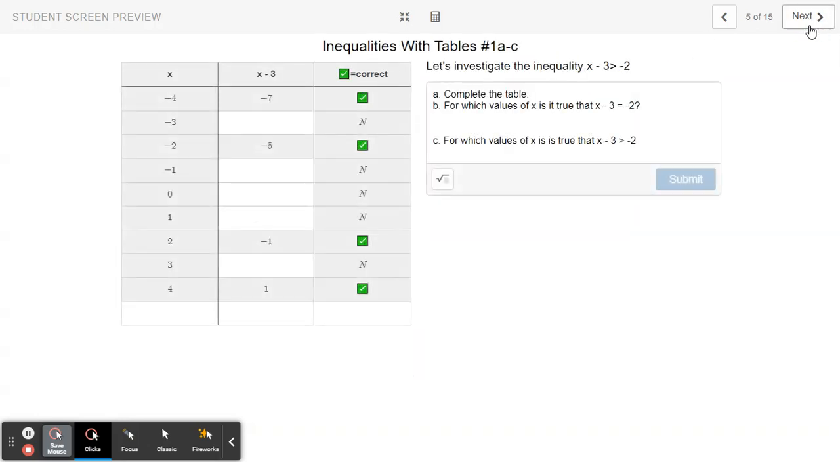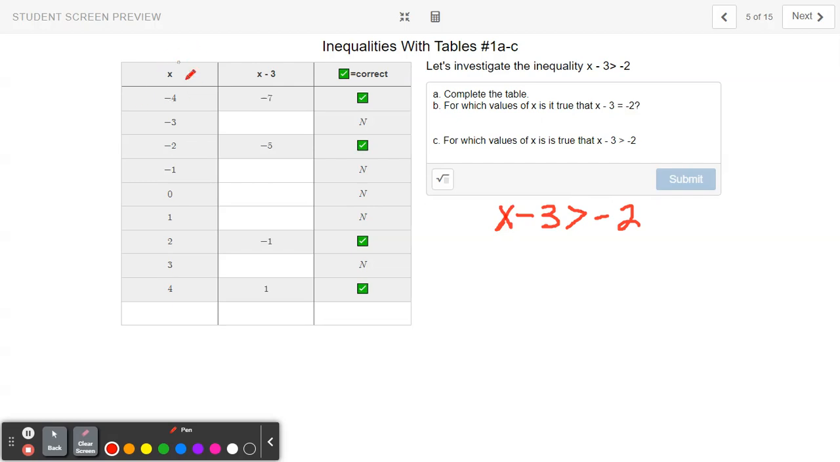So let's start investigating some problems that look at this, okay? So it says, let's investigate the inequality x minus 3 is greater than negative 2. Complete the table, and then it's asking which values make it true. Is it true that x minus 3 is greater than negative 2? And which ones make it true for x equals negative 2? So, all right, let's just start putting in values, right? I'm just going to rewrite this inequality: x minus 3 is greater than negative 2.